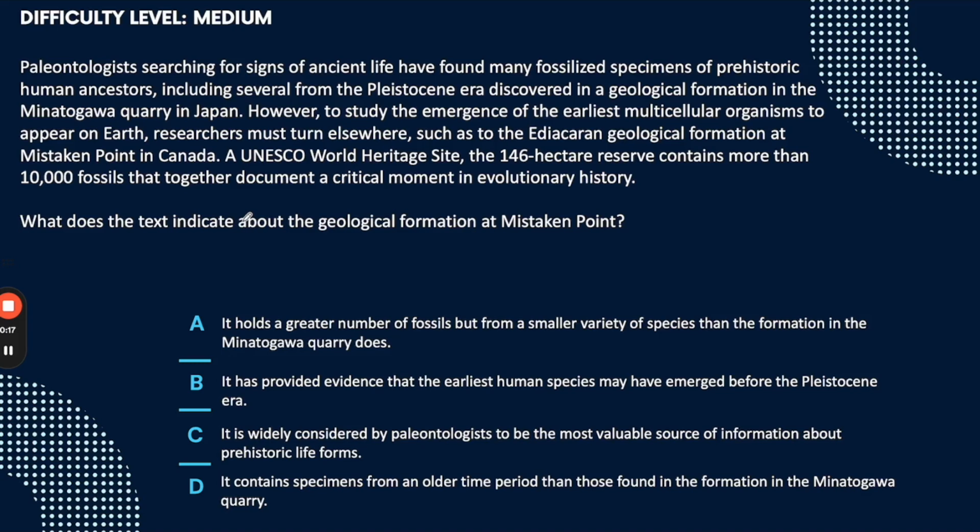Alright, so now we have a medium difficulty level question. And look at the question stem. Something changes here. Now we don't have the phrase according to the text or based on the text. Now we have something else. What does the text indicate about the geological formation at Mistaken Point? So the stem uses the word indicate about this geological formation, correct?